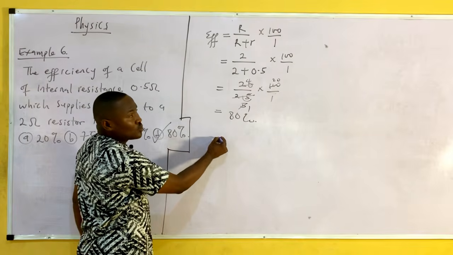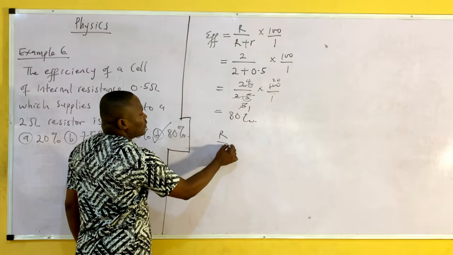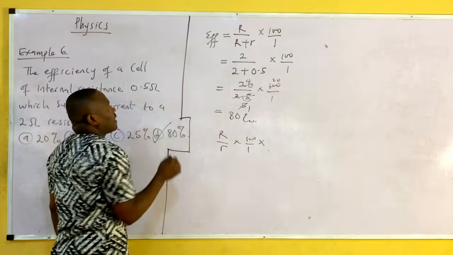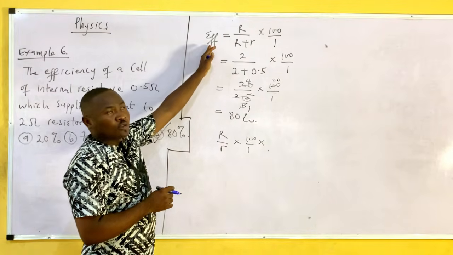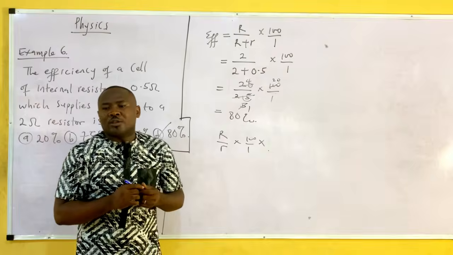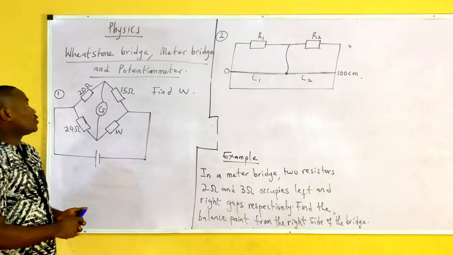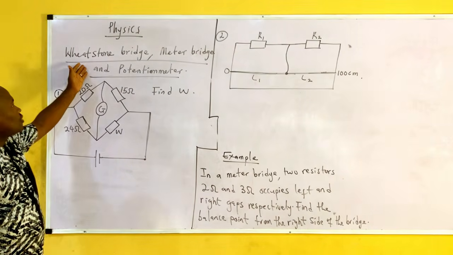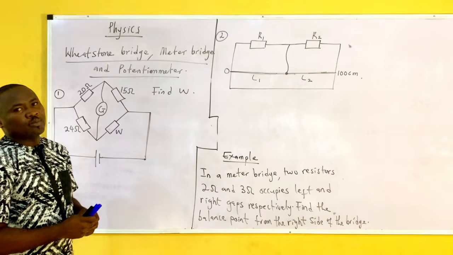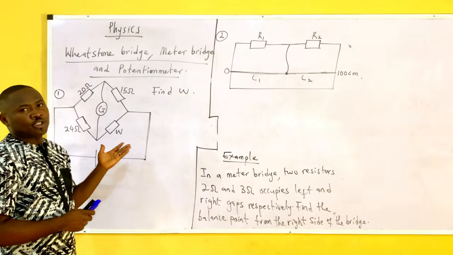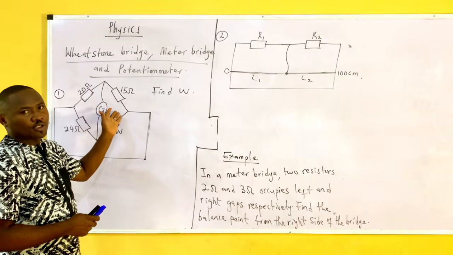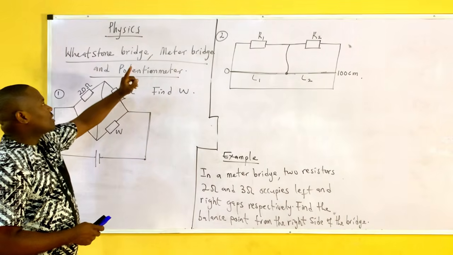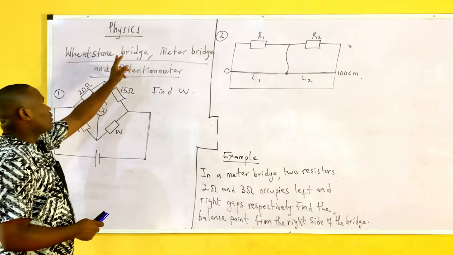Take note, some textbooks will say it is r over R times 100 over 1. It's not correct. This is the right way. I have proved this equation, why this is a formula. Thank you. Now we'll be looking at Wheatstone bridge, meter bridge, and potentiometer. Take note, the Wheatstone bridge and the meter bridge can be used to determine an unknown resistance of a resistor. So you can use the Wheatstone bridge or the meter bridge for it. Now take note of this, that a meter bridge is a form of a Wheatstone bridge.